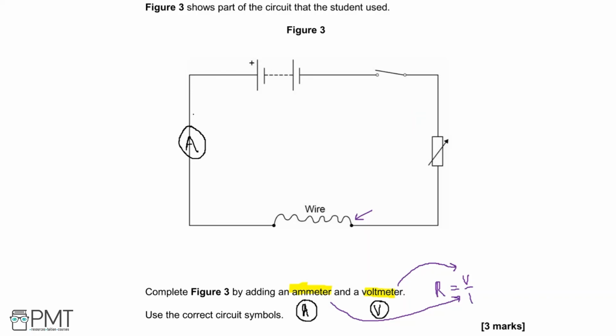And now for the voltmeter. When we're talking about voltage, or potential difference, we talk about the potential difference across a component. So we're talking about the potential difference between 2 points, for example, these 2 points on either side of the wire. We're talking about the difference in energy transferred per unit charge from this point to this point. So we need to put our voltmeter in parallel with our component. So that looks like this.